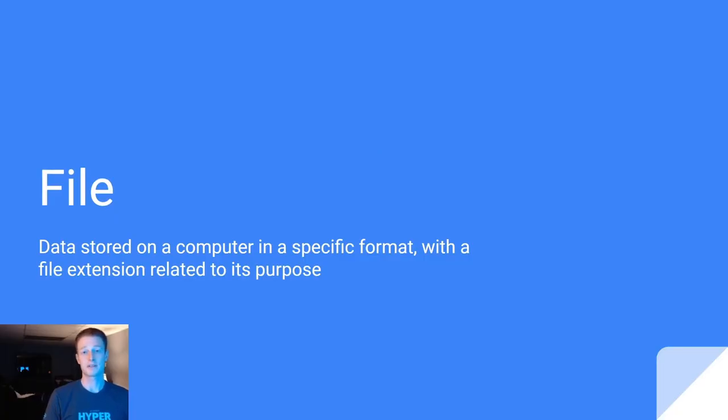Before we move on to part two, which is how we're actually going to program reading from files, we're not going to get into the writing this week, but we're going to learn how we read from files. I want to go over a few definitions with you. So we're talking about files. In case you aren't familiar with what a file is, it's data stored on a computer in a specific format with a file extension related to its purpose. So a file could be a text file, a picture file, a music file, etc.